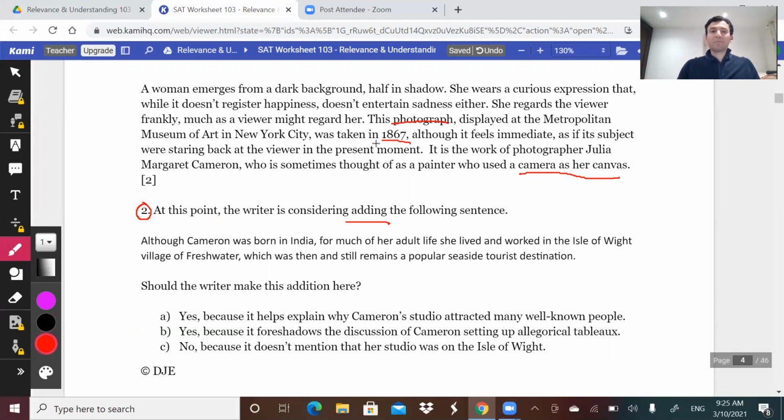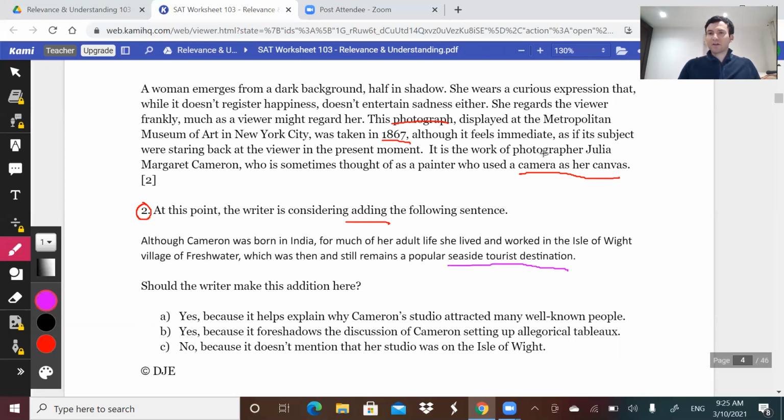Okay. So if you think about the main idea of this paragraph, it seems to me like it's to introduce a photograph that's considered a piece of art. So look at this sentence they're offering. It's going to be specifically about Julia Cameron. Although Cameron was born in India, for much of her adult life, she lived and worked in the Isle of Wight village of Freshwater, which was then and still remains a popular seaside tourist destination.